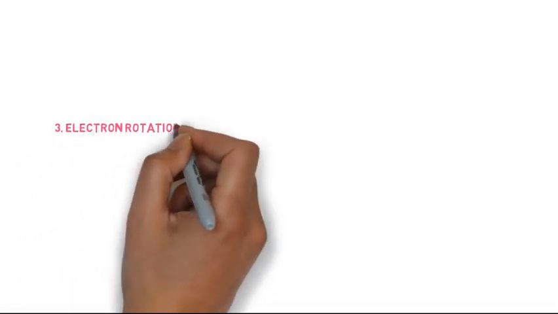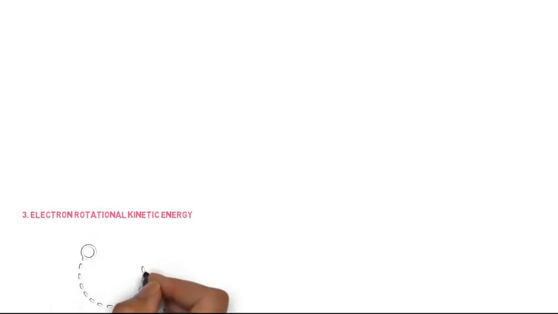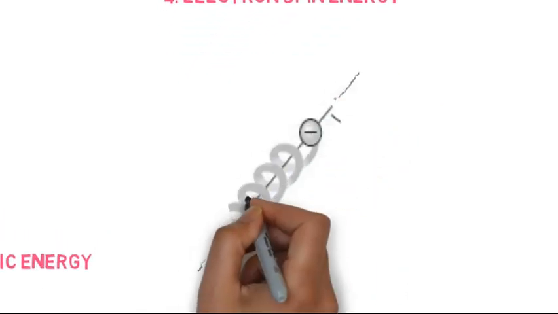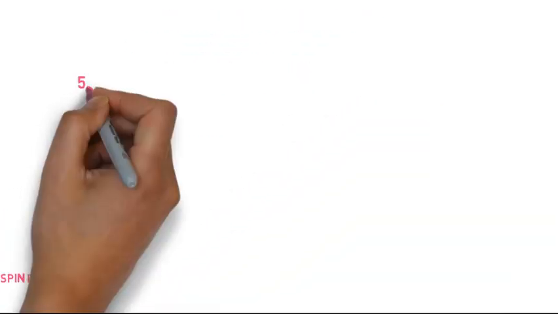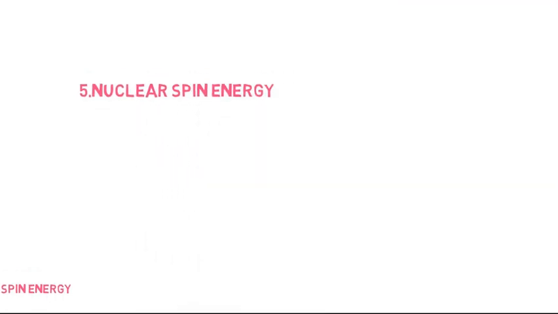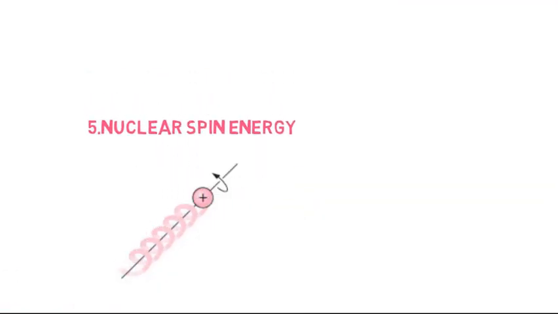Now third one is electron rotational kinetic energy, that is, electrons rotating about the nucleus. Fourth one is electron spin energy, electrons spinning. And fifth one is the nuclear spin energy, that is, the nucleus spinning.